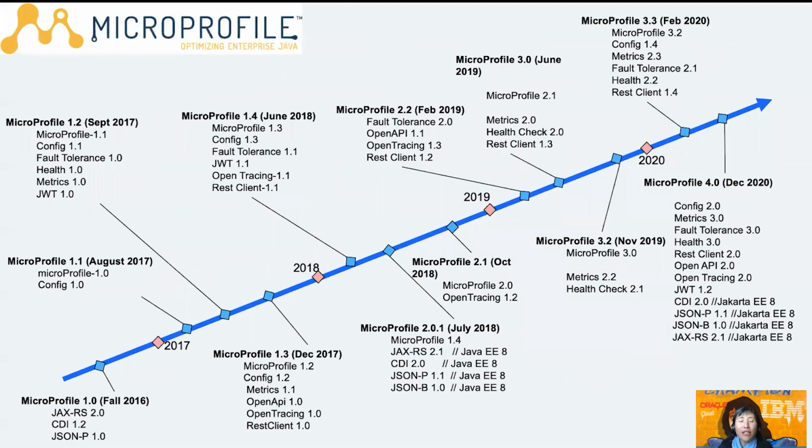This is a quick timeline of MicroProfile releases. As you can see, the first version was in 2016 with 3 specs from Java EE 7. And then from 2017 to 2020, it had 3 releases per year. In 2020, because we spent a lot of time to set up a working group, we managed to release 2 versions of MicroProfile, 3.3 and 4.0.